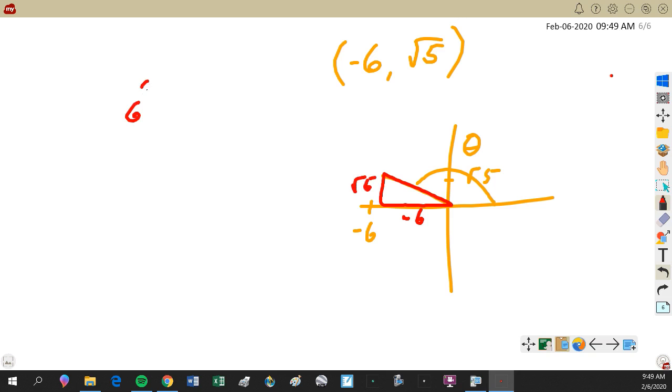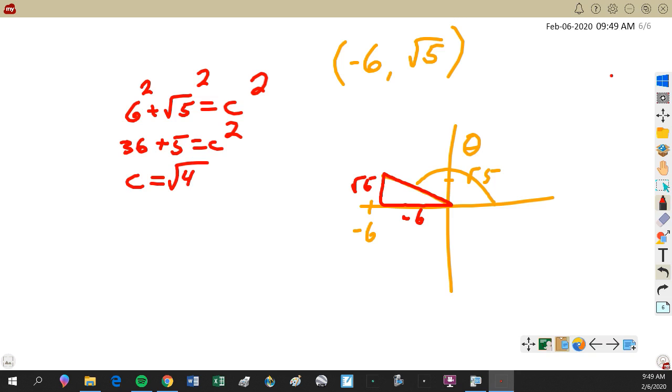So 6 squared plus the square root of 5 squared is c squared. That's 36 plus 5 equals c squared. So c is the square root of 41. Does that make sense? And then you would just do the same thing you did before. You do sine, cosine, tangent, and then cosecant, secant, and cotangent. The only tricky one would be the sine and the cosecant.